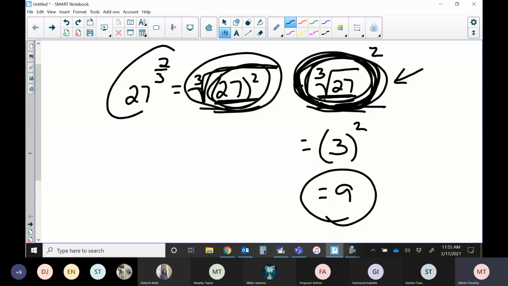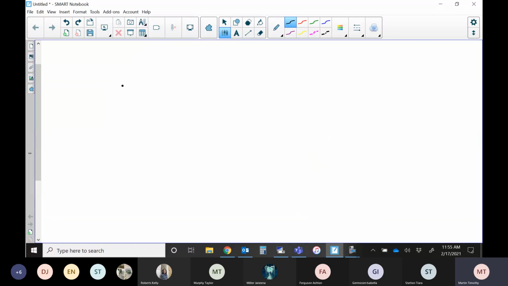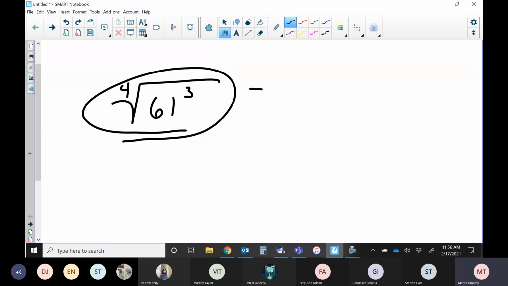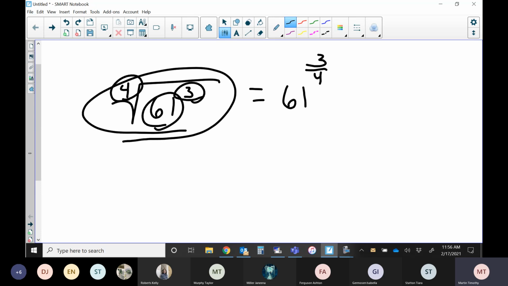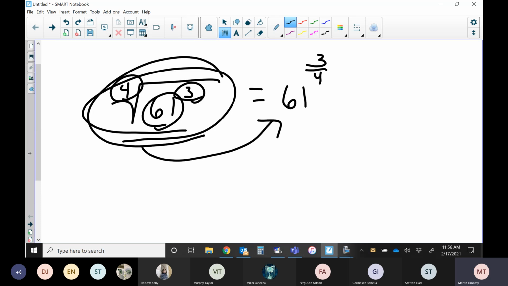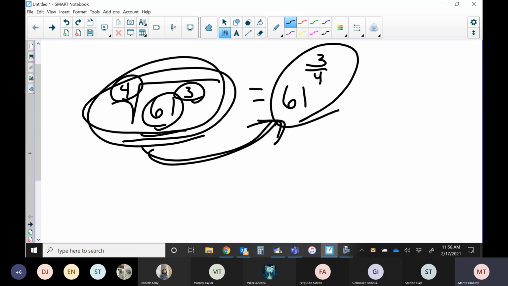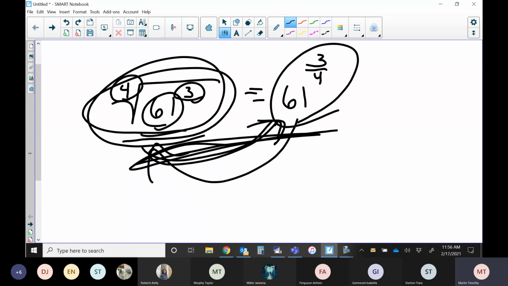But this is changing from power form to radical form, and just to make sure we understand this. If someone ever gave me this, which is what we call radical form, and said, I want you to put that in power form, this is the base number, so it's 61. This is the numerator, 3. This is the denominator, 4. These two things are the same. So you can go from radical to power, or you can go from power back to radical. They are interchangeable. They are the same exact number.